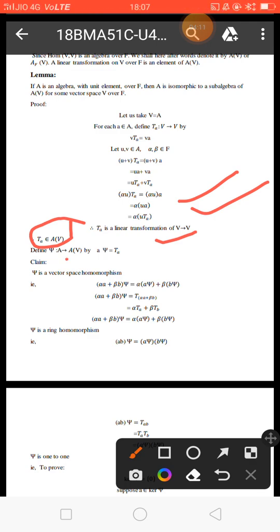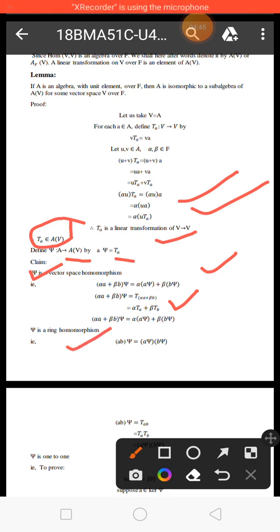Now define ψ as a mapping from A to A(V) by aψ = Ta. Claim: ψ is a vector space homomorphism. So (αa + βb)ψ = α(aψ) + β(bψ), where aψ means Ta and bψ means Tb. So this is αTa + βTb.